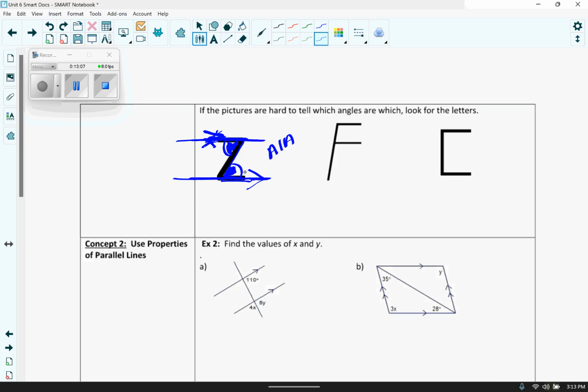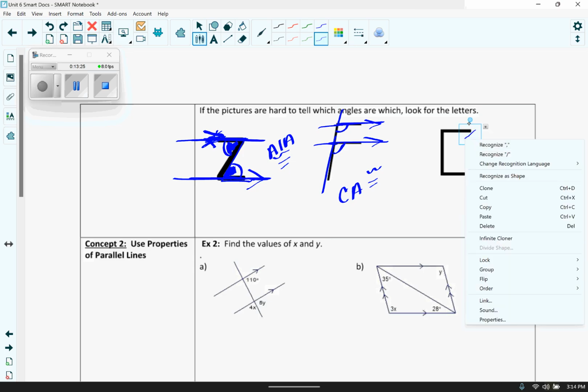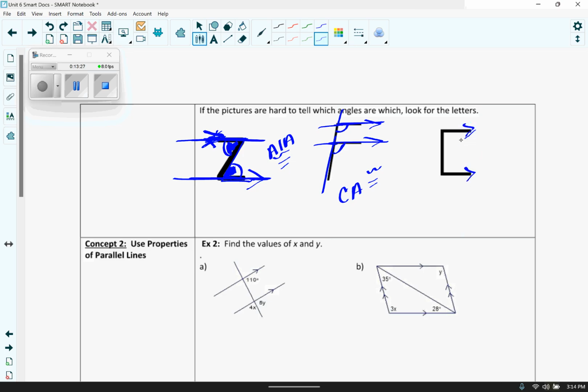If I can see kind of an F where they're parallel here, this would be your transversal. So extend your lines. This guy and this guy are going to be corresponding angles. They're going to be congruent. If I can see that I have like a C, this is your transversal. This is going to be like an X and a Y, and together X plus Y equals 180. They're supplementary.